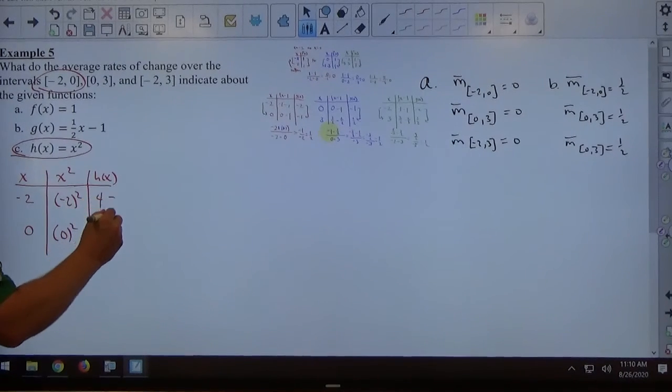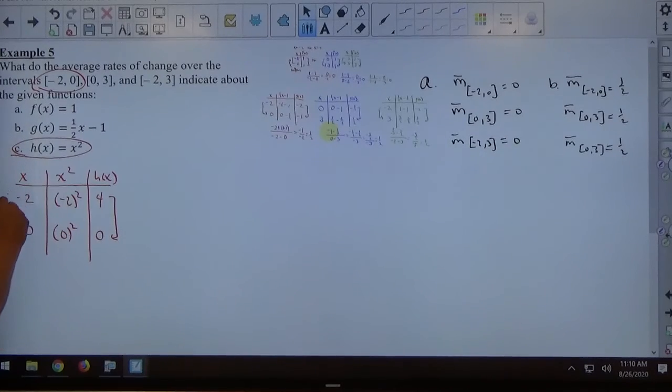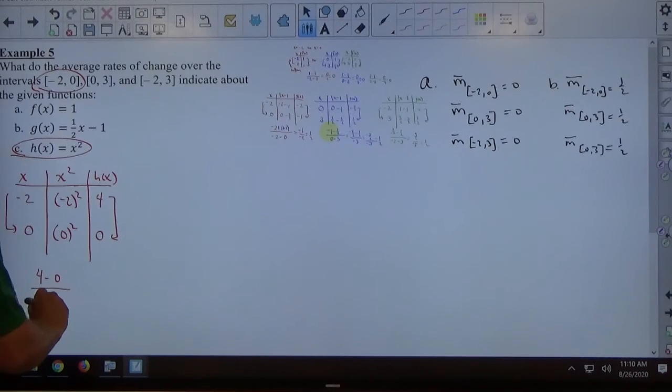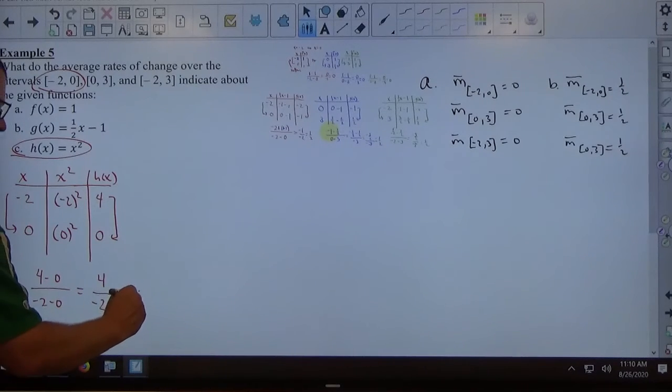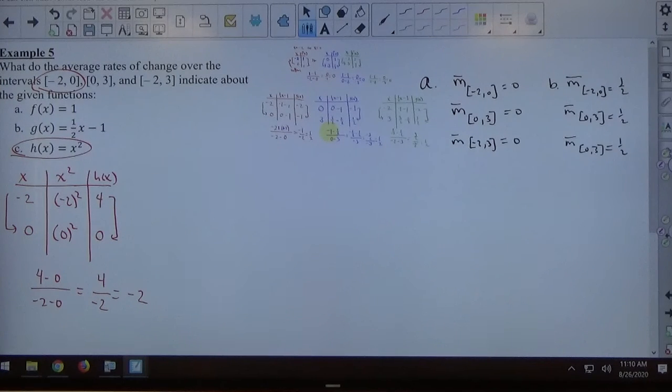So if we consider the subtraction of those numbers in that order, that's going to be 4 minus 0 on top, -2 minus 0 on the bottom. 4 minus 0 is 4, -2 minus 0 is -2, that divides to -2. So the average rate of change for -2 to 0 for h of x equals x squared is -2.